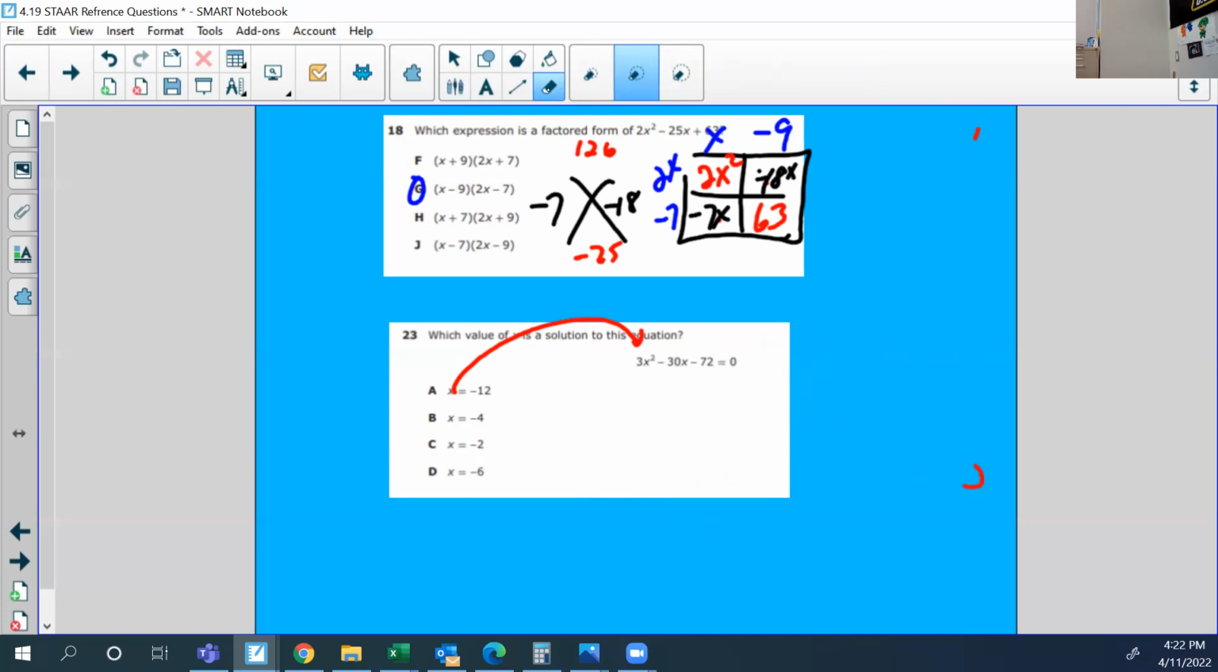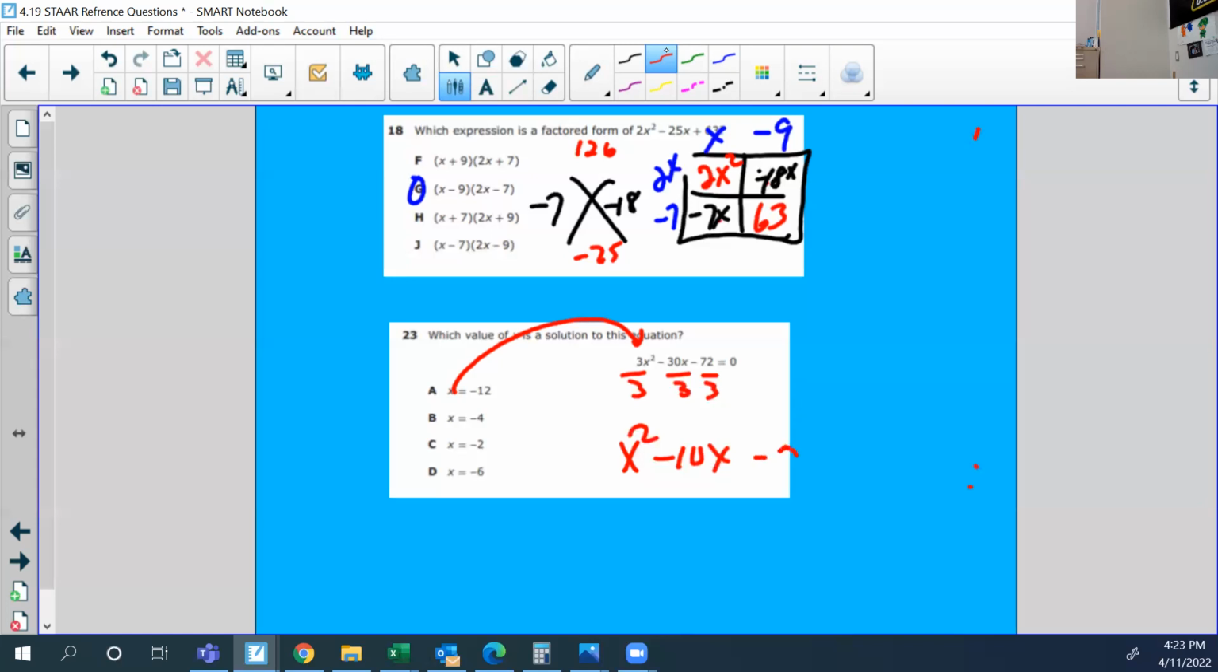And you could do that. We could factor this; I could factor out 3, right? So 3 is a common factor. If you want to do it this way, let's divide this by 3, this by 3, this by 3. That gives me x squared minus 10x, and 3 to 72 goes 24. So this is an easy factor, right? Let's factor this one.